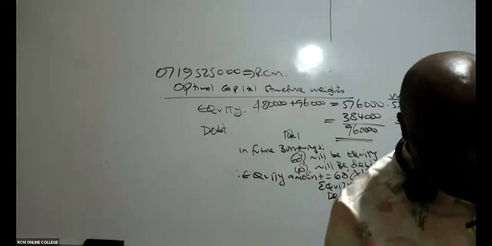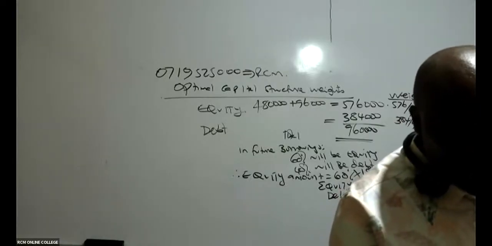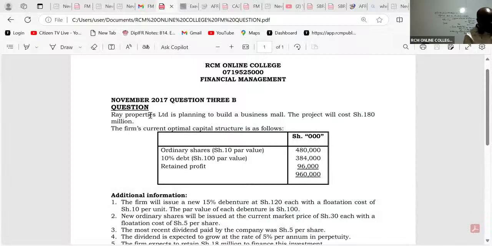Where do you get the 180? Remember, Ray Properties Limited is planning to build a business mall. The project will cost how much here? 180 million. So this is the amount you are looking for. You, as the finance manager, have been told to do a project, a mall, and the project cost is 180 million, so they tell you to go outside and look for that 180. Then you're going to issue shares of 108, and then debt of 72.